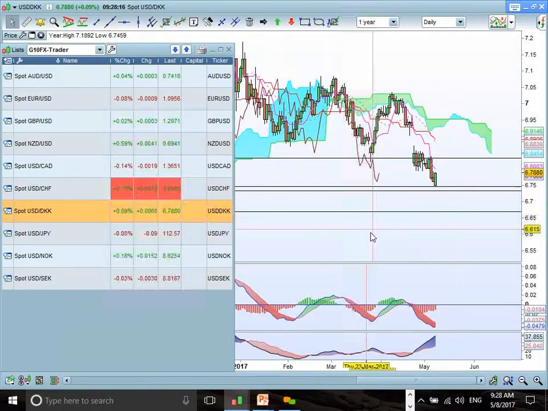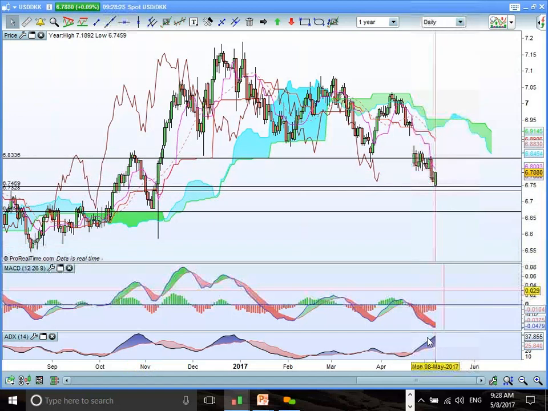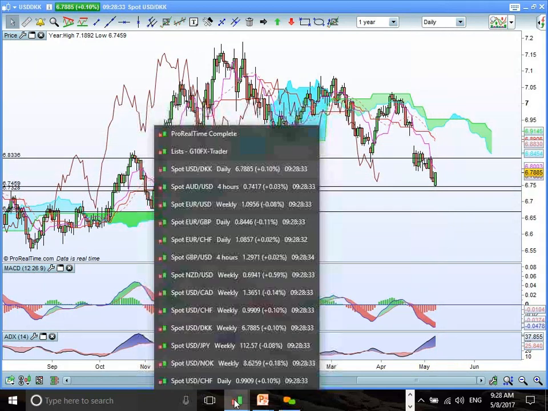US dollar Danish krone rebounding from old support here, old highs here, is now a new support zone being tested. So far, it's still trying to retest that. Watching patiently for a potential MACD buy signal to come in here. Upside potential is back up to the bottom end of the cloud here. So there's a potential for a short-term swing trade in around these levels.